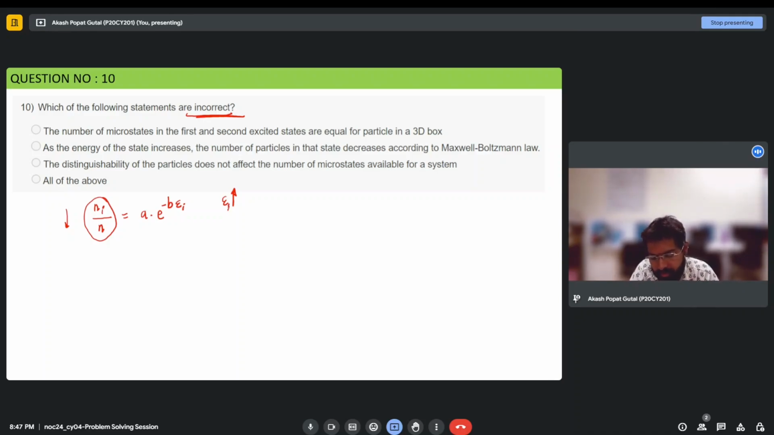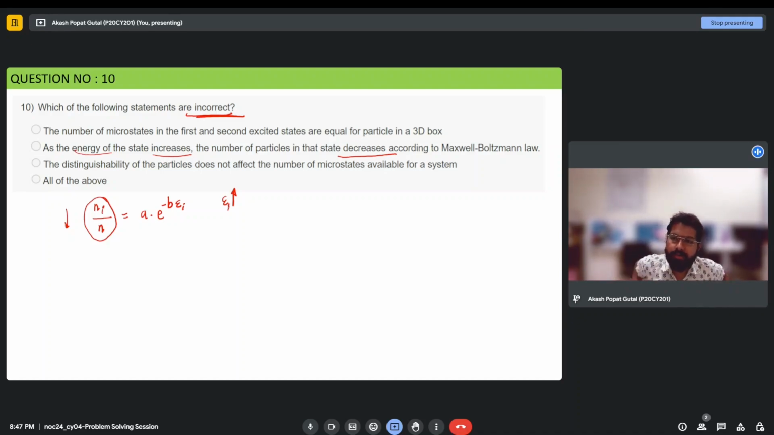So the statement is: if energy increases, then the number of particles in the state must decrease. The fraction is decreasing, which means Ni itself is decreasing. N will not change because N is constant, the number of particles being constant if we are studying a particular system. So Ni will be reduced, and the number of particles in that state will of course decrease. So the second statement is also correct.